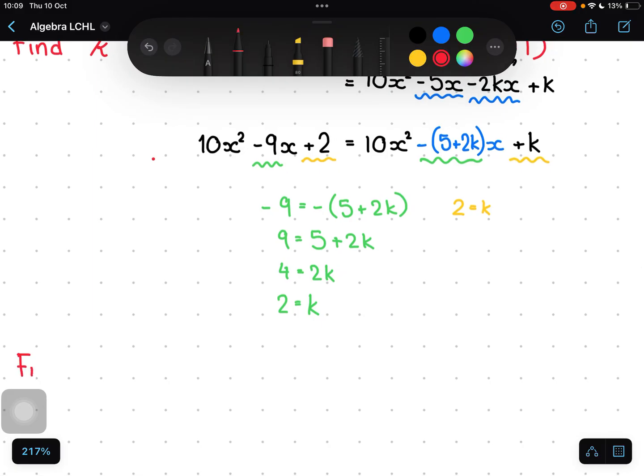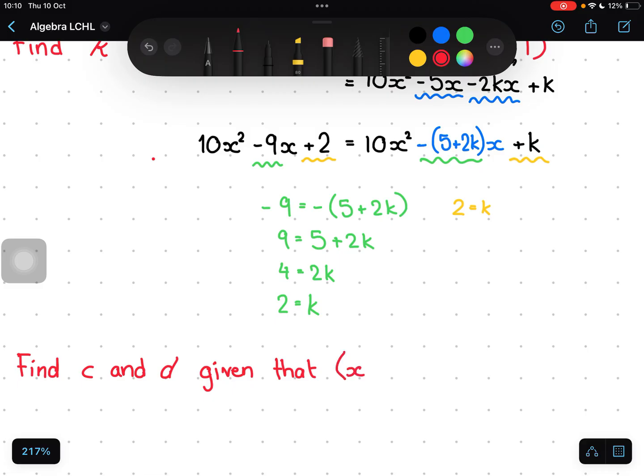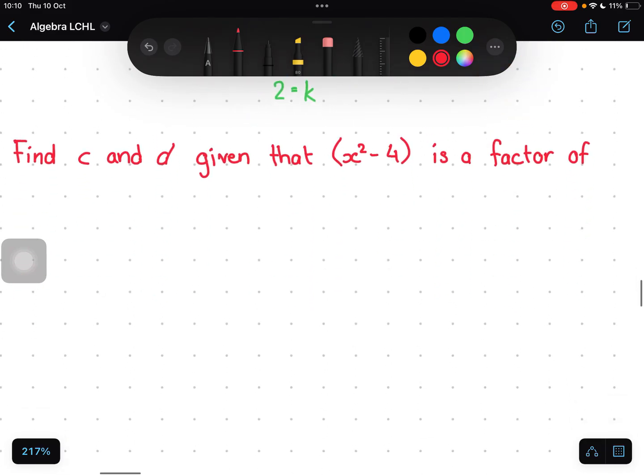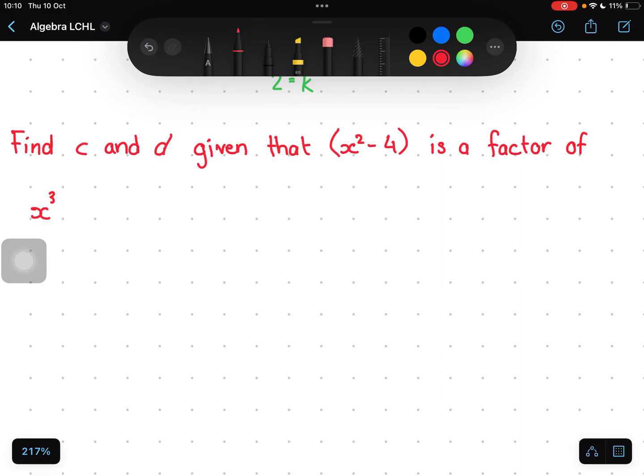Okay, so find c and d by comparing coefficients, given that x squared minus 4 is a factor of x cubed plus cx squared plus dx minus 12. Okay, and we were given some factors.